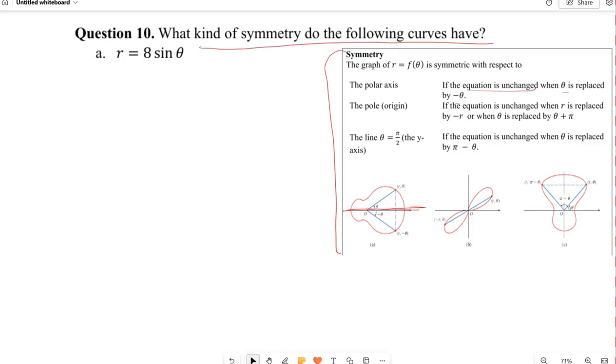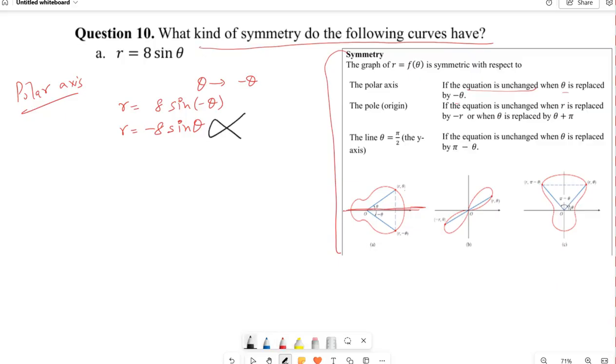Let's try that. To check the polar axis, if I change theta to negative theta, the equation would look like r equal to 8 sine negative theta. But sine is an odd function, so that is negative sine theta, and that is not the same as the original equation. So for the polar axis, no symmetry, not symmetric with respect to the polar axis, right?